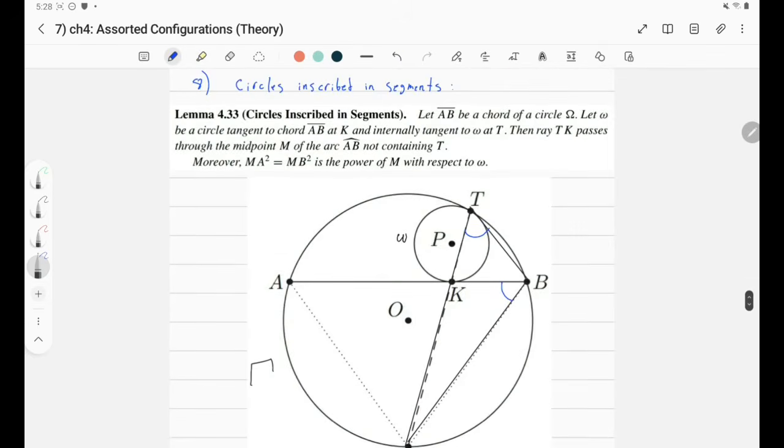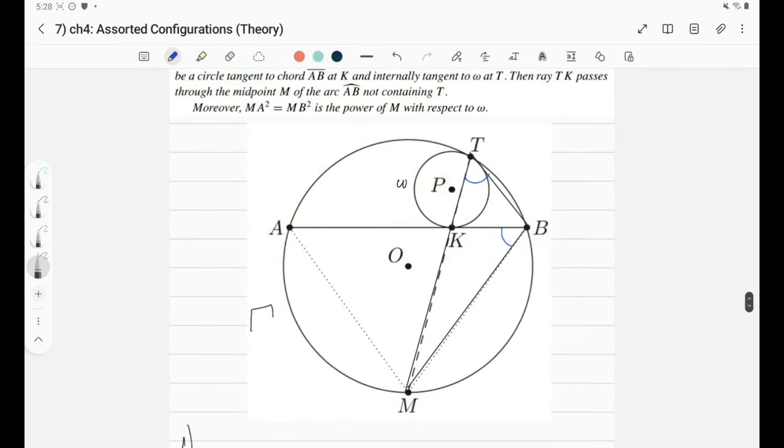And we also have circles inscribed in segments. So if you just have a circle inscribed in a segment, so it's tangent to this and this, then if you just join TK, it will hit the circle at the midpoint. And don't forget that MB squared is equal to MK times MT. It's the power of the point.